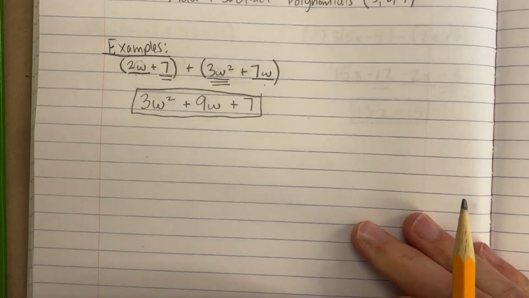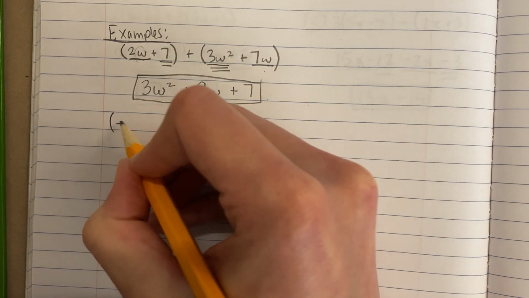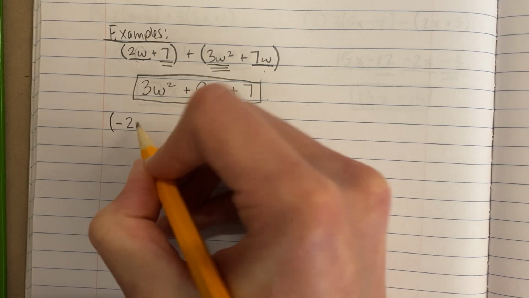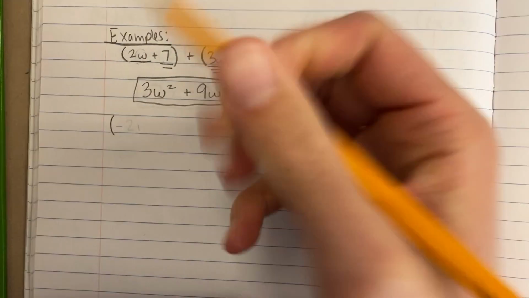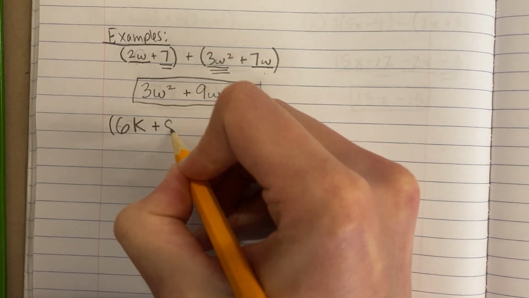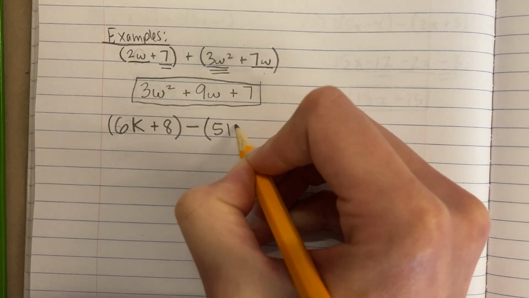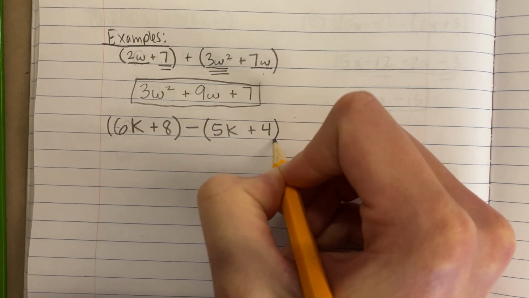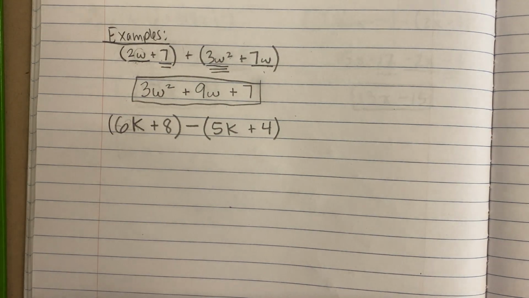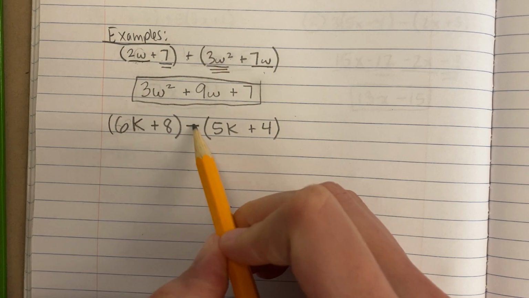Now, where it really gets tricky, where people tend to start to feel a little bit more confused, is with problems like this next one, with subtraction. Okay, so, and sorry, let me start with this one. So 6k plus 8 minus 5k plus 4. Okay, so this problem is different, and the big difference is this subtraction sign. Here I had a plus sign, here I had a subtraction sign.